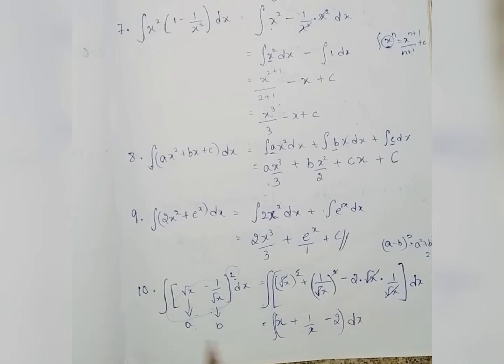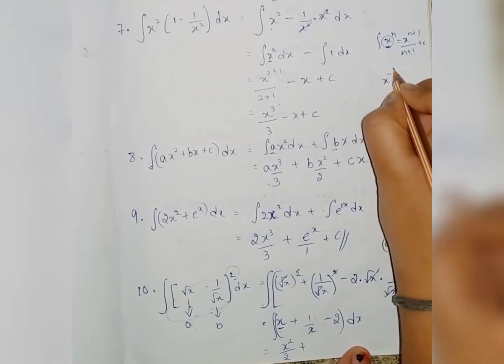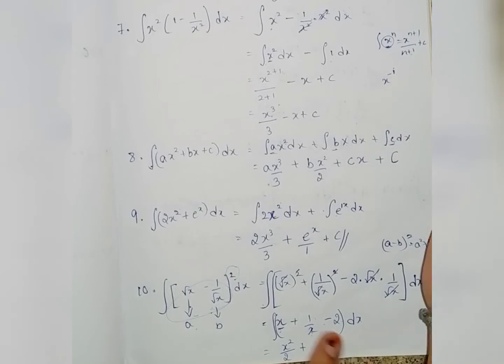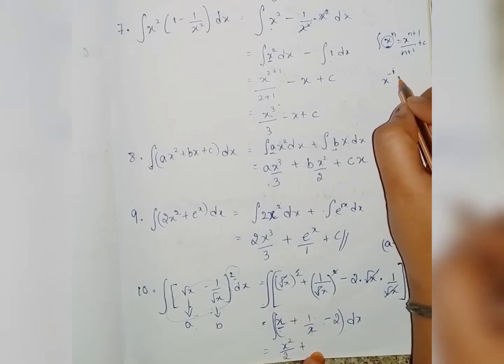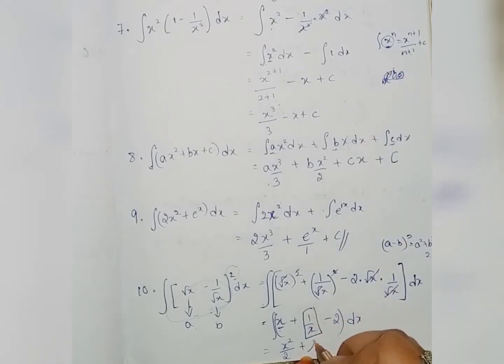So as we can observe, it is like power and all, but here we have got the simplest one, which is x plus 1 by x minus 2 dx. Okay, so we know integration of x is x square by 2, and this is x to the power minus 1, right? This, if it goes to the numerator, is minus 1. Integration of 1 by x is log x, minus integration of a constant is constant into x, plus c.